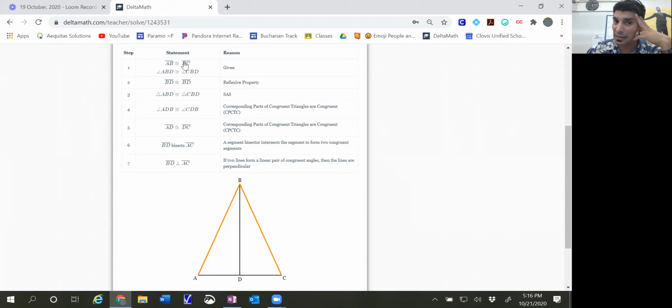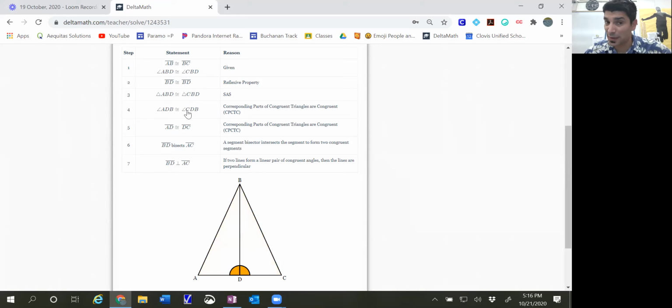What if I did side angle for step 1, then used the reflexive property for BD congruent to BD, side angle side? Would that then allow me to say that the left triangle is congruent to the right triangle because of side angle side? And then, is this angle part of that triangle? Or is this angle part of these two triangles? Is it CPCTC? Corresponding parts of congruent triangles are congruent.